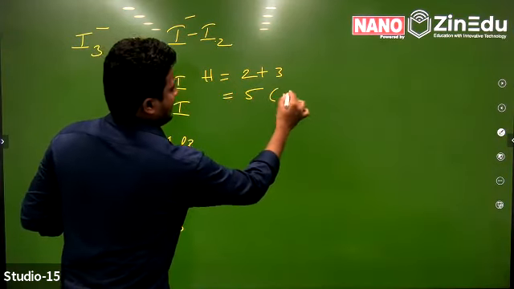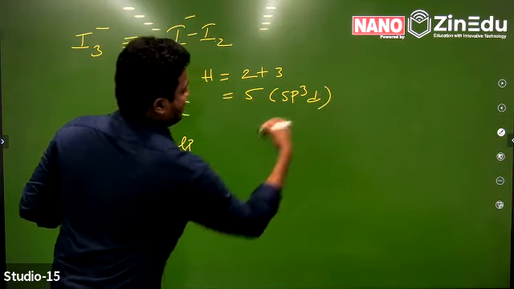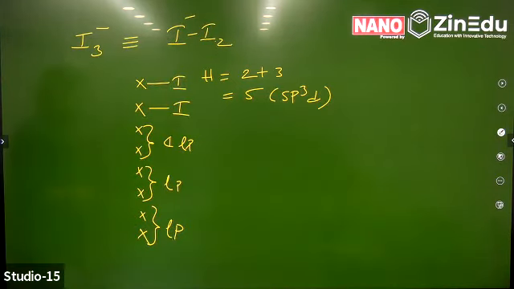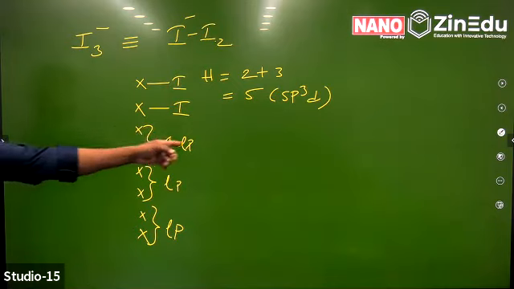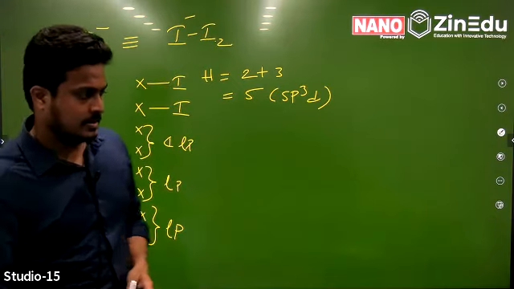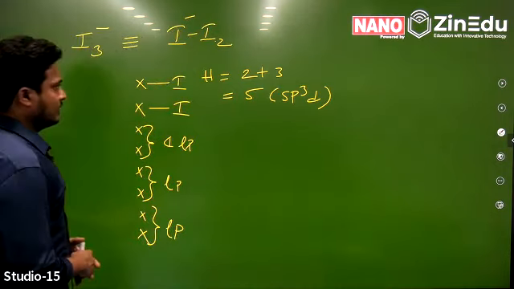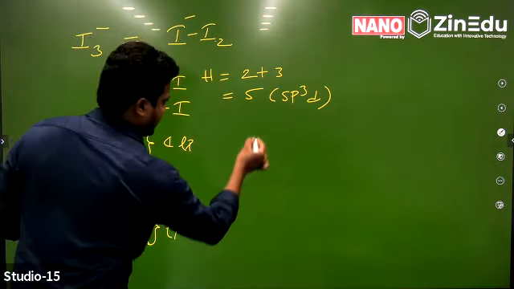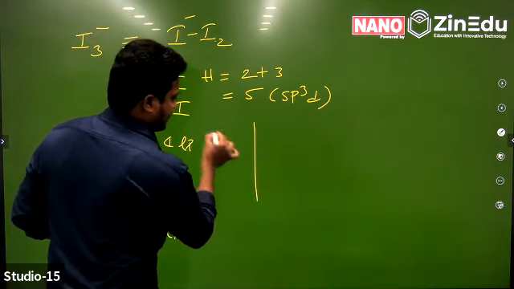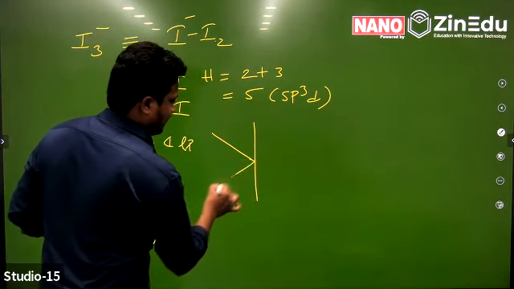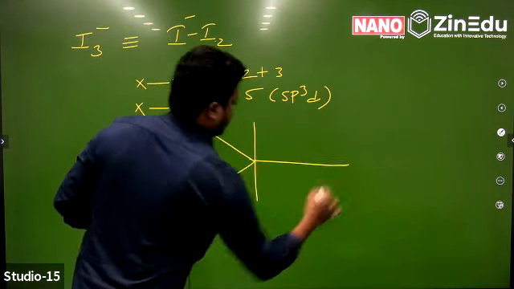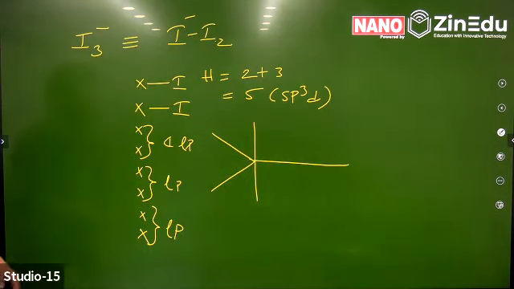sp3d. Now tell me the shape of the molecule. Linear. Linear, very good. The actual geometry for sp3d hybridization is trigonal bipyramidal.